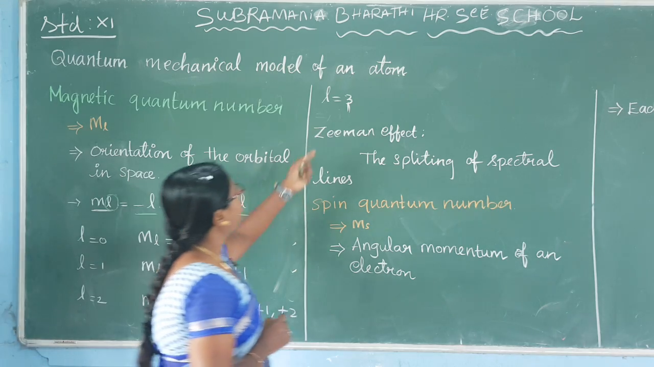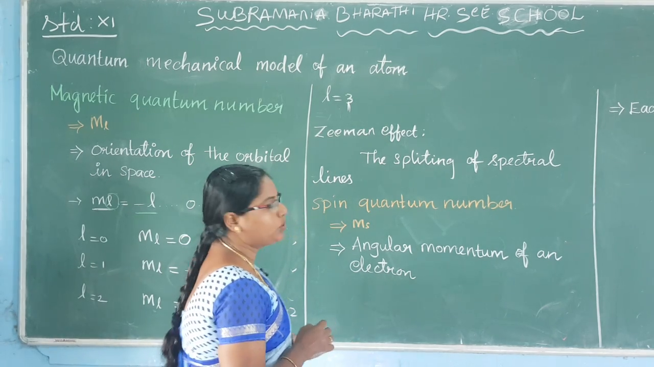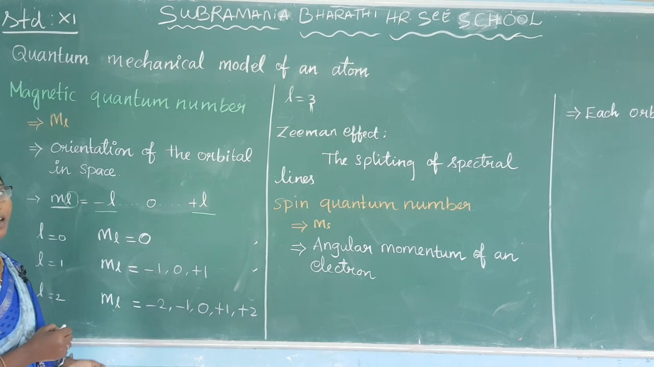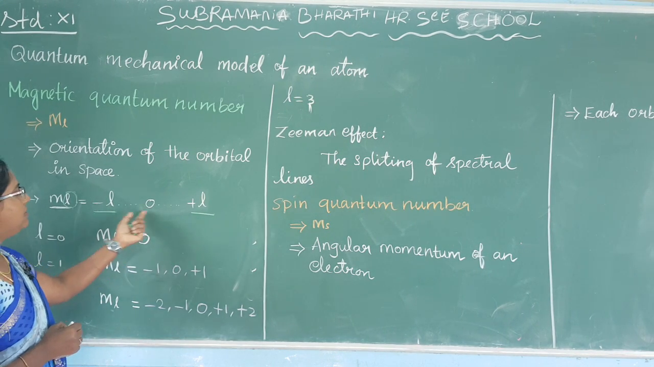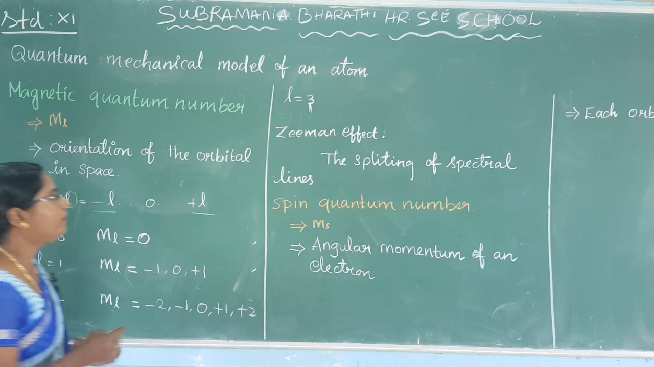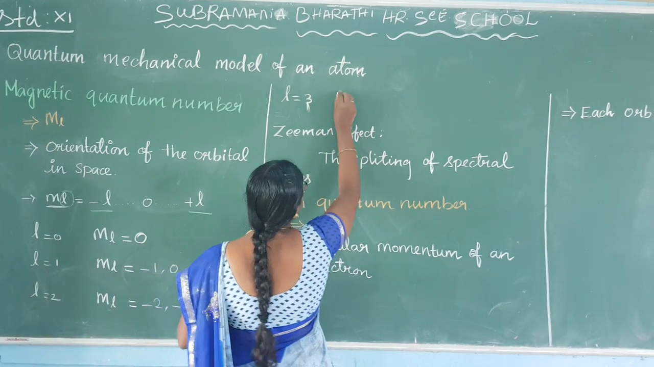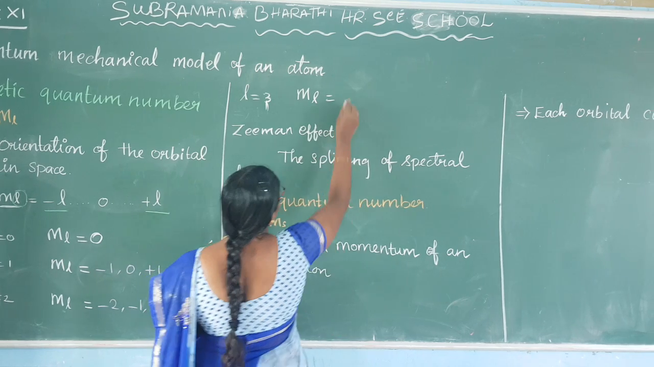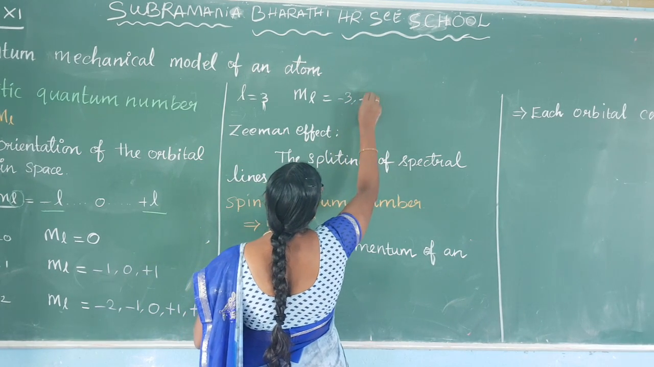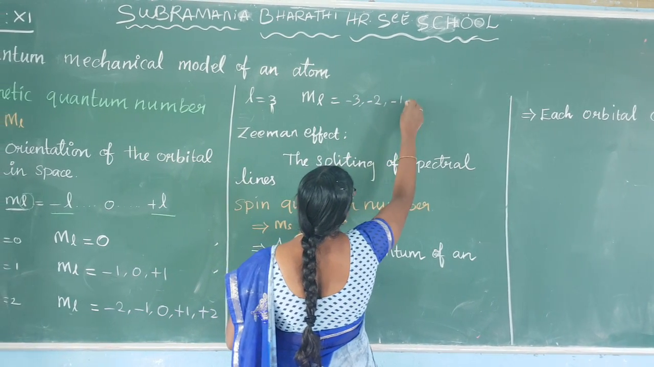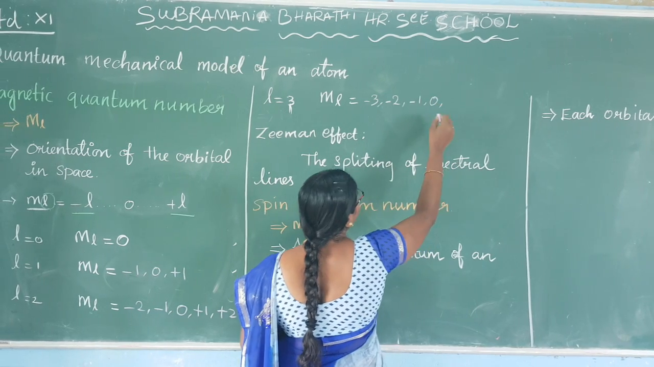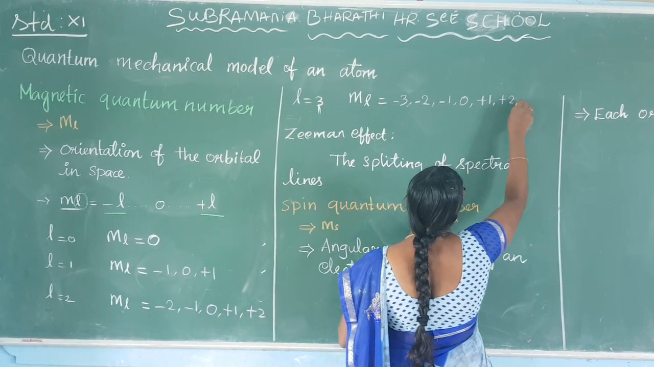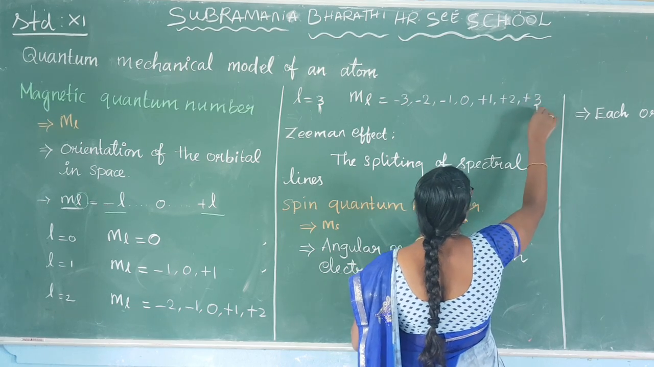Then I will do it for l equal to 3. If l is equal to 3, in the place of l I have to write minus 3 up to plus 3. So ml is equal to minus 3, minus 2, minus 1, 0, plus 1, plus 2, plus 3.